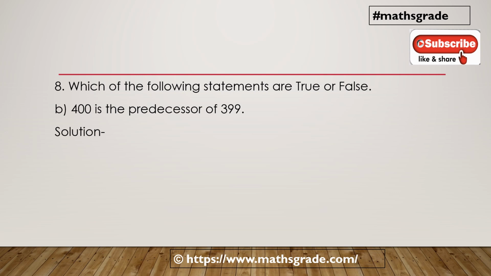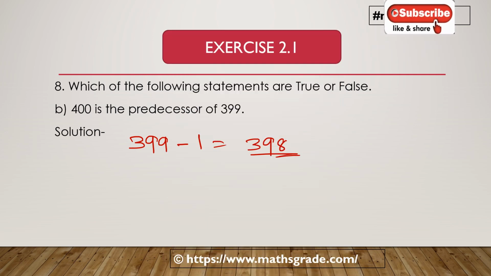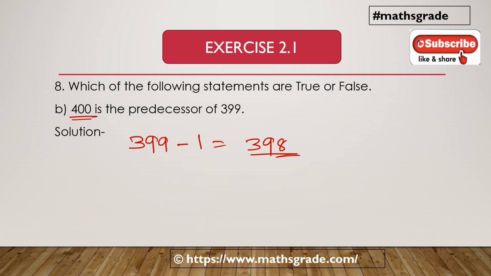So we have to find out the predecessor of 399. So we have to subtract 1 from 399. So 399 minus 1 is 398. But it is given that 400 is the predecessor of 399. So it is false. 398 is the predecessor of 399, but 400 is given as the predecessor of 399. It is false.